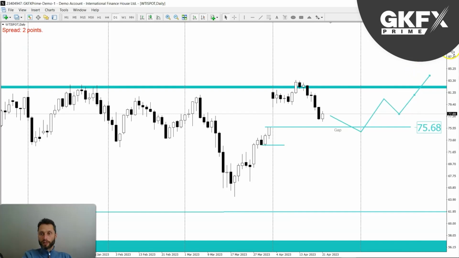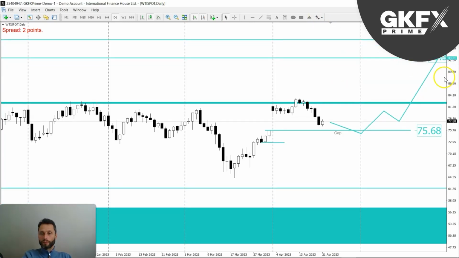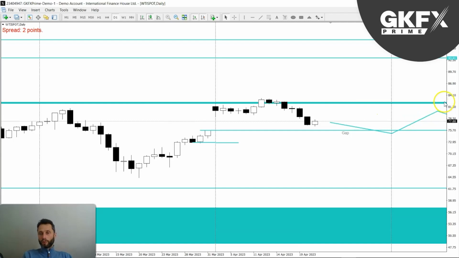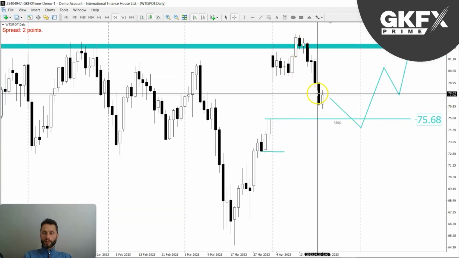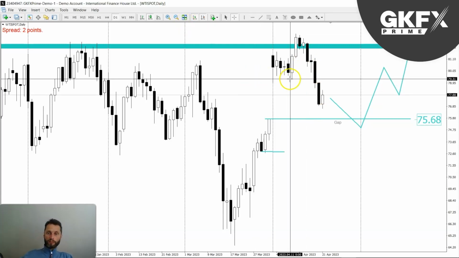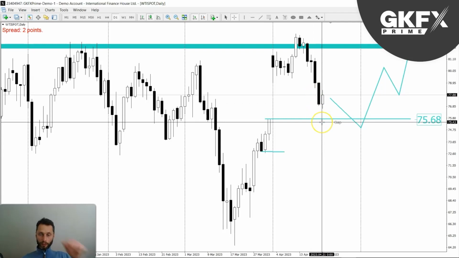Obviously first will be this high, and then ultimately the much higher place around here at the 93 level. So that's the idea at the moment on oil. We have broken these structures and we are still in this little mini downtrend on the lower time frame. As you can see, each day has been closing lower, weaker.